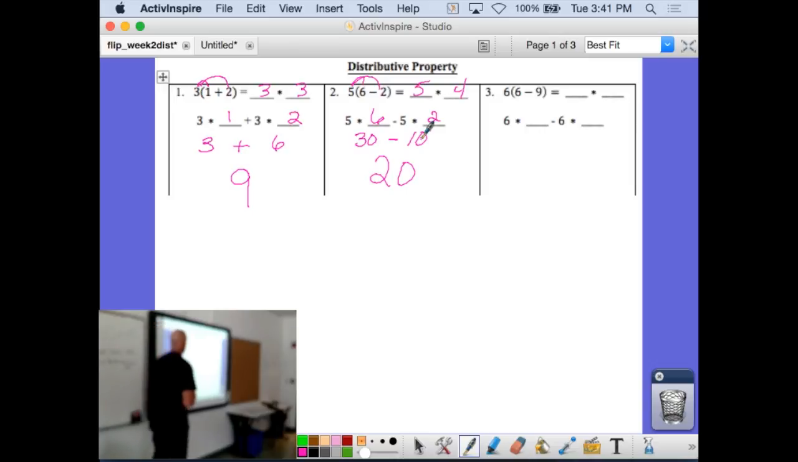All right, let's do the last one. In this side of the parentheses, what's 6 minus 9? -3. Good, -3. You don't know how many times I heard the number 3. Okay? And we're going to multiply the 6. So what's 6 times -3?